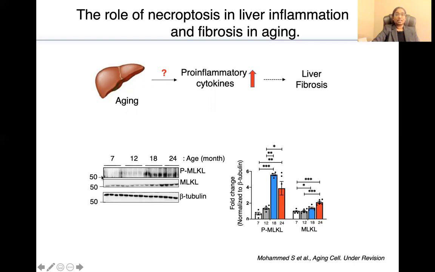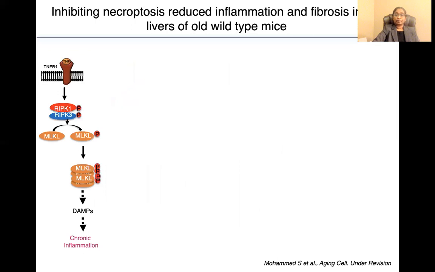And as we can see here, in the earlier stages of life, that is 7 and 12 months, there is no significant increase in phospho-MLKL. However, in the later stages of life, there is a significant increase in phospho-MLKL. And that is the stage when we also find an increase in the production of pro-inflammatory cytokines.